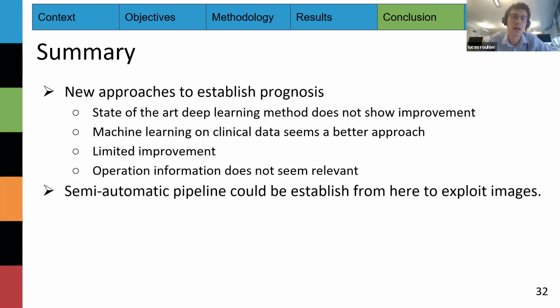The semi-automatic pipeline that could be established from here on out to exploit the images can be interesting for future research, as I will mention later. And what I mean by semi-automatic is, of course, the fact that it might need some manual correction at some steps along the way, especially for segmentation and for delocalization.